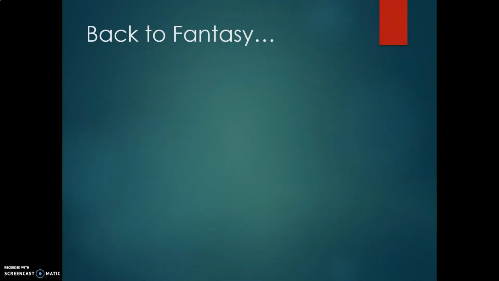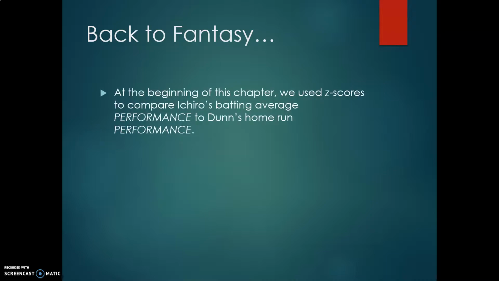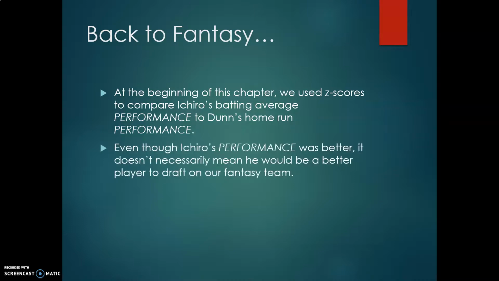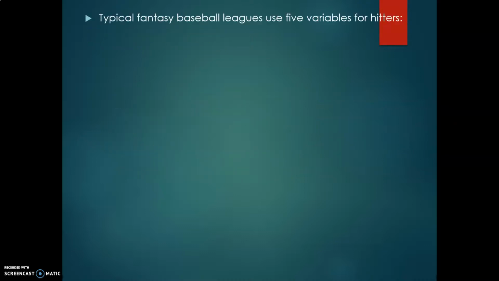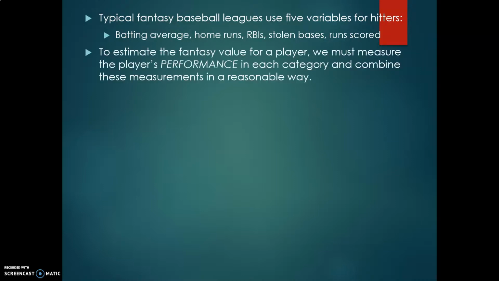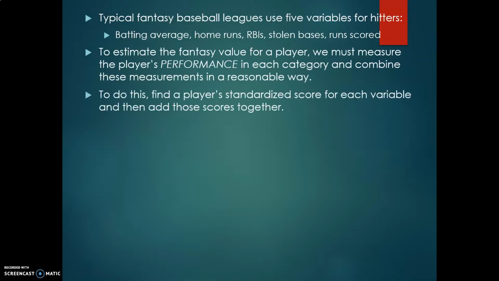Now, let's take a look back at fantasy, because we looked at Adam Dunn and then Ichiro Suzuki. When we looked at them, we looked at one single statistic. But that's not really fair because there are lots of statistics. Even in the most basic leagues, there are usually at least 5 factors that are looked at on offense. Those 5 factors are batting average, home runs, RBIs, stolen bases, and runs scored. If you're in a particularly high level league, there are going to be a lot of other ones, but we have to look at all of those values to get an idea of truly which one is better.